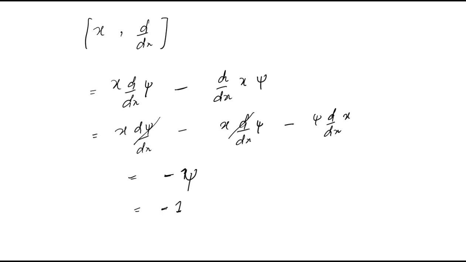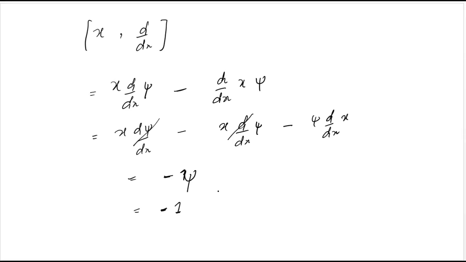We can take many more examples, like x square d by dx. Now we have to find the commutator of these two operators. This is another operator, and this is the same operator by the way. Now we will find the commutator.